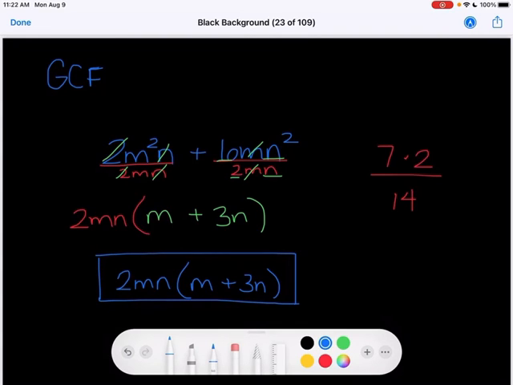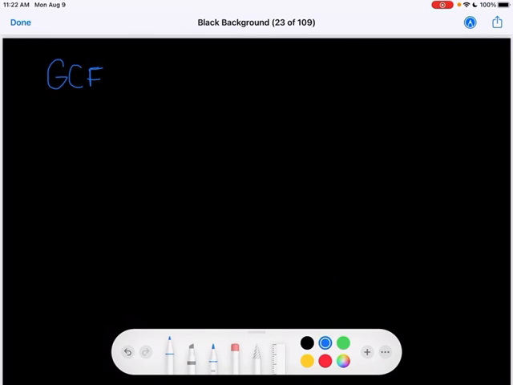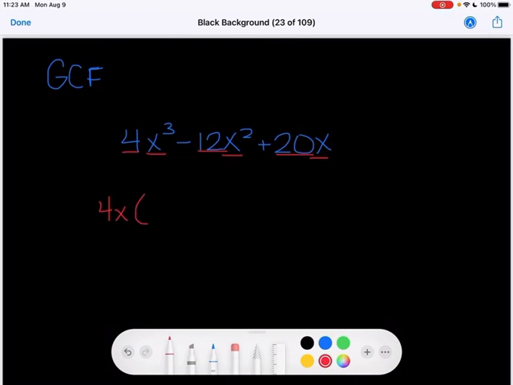All right, let me do one more. Let's say we have 4x cubed minus 12x squared plus 20x. My GCF for 4, 12, and 20 is 4. 4 is the most I can take out of all three of those numbers. For x cubed, x squared, and x, the most I can take is just x. So now I need to divide each of these terms by that 4x that I just took out. Okay. So the 4's cancel here. X cubed divided by x would be x squared. Remember, you subtract exponents when dividing.